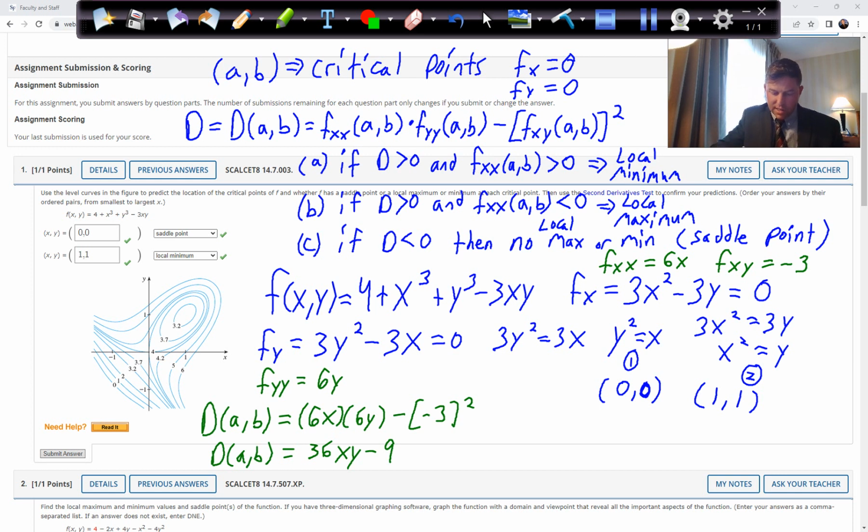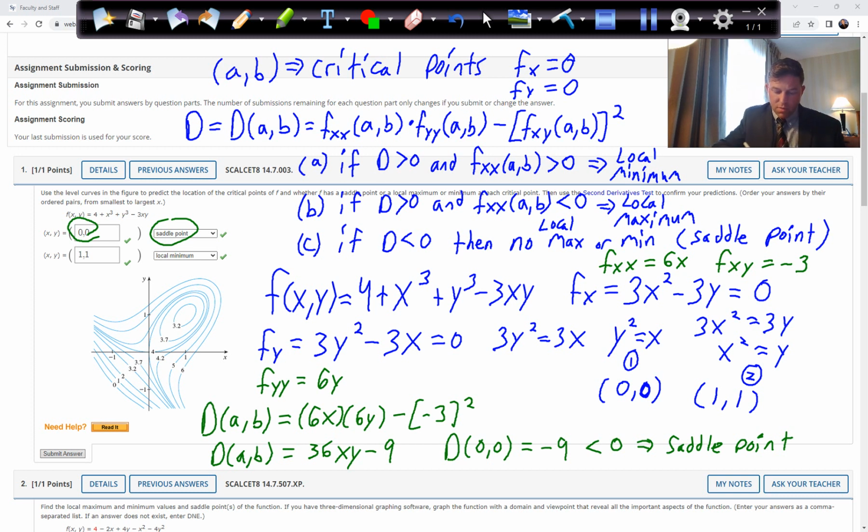And now we can test our 2 points. So let's try (0, 0). The second derivative test at (0, 0) would give us 36 times 0, so that goes away. It's going to be minus 9. So we have D at (0, 0) is less than 0. That's condition 3, so we're going to have a saddle point there. And you can see I put that in the first box and called it a saddle point.